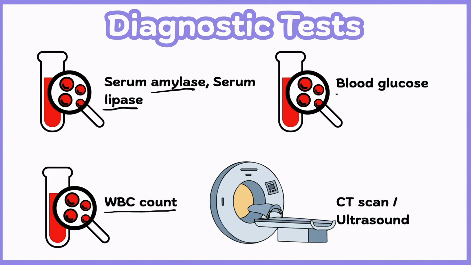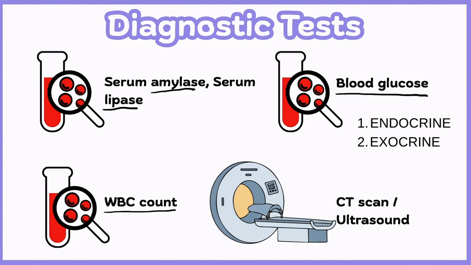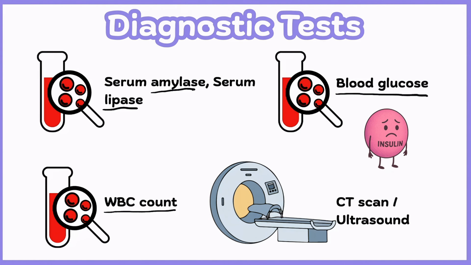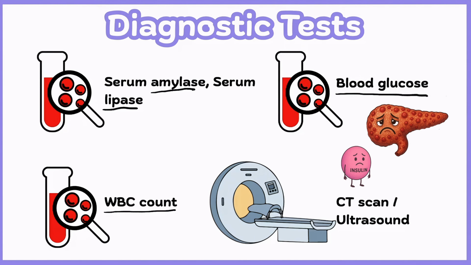Then the blood glucose. Let's think about it. I said in the beginning that the pancreas has two jobs, okay? The endocrine and the exocrine function. Now with the endocrine, remember that it needs insulin, but once the pancreas becomes damaged, insulin will not be working properly, okay? Because there is something wrong with the pancreas. So that's why you're going to see elevated glucose.